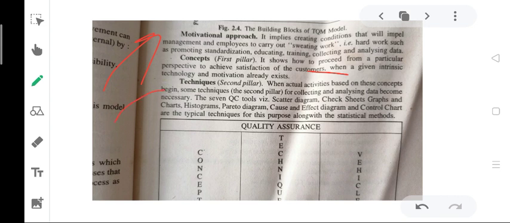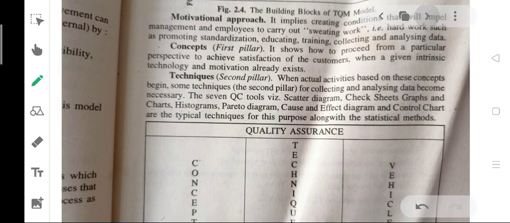Technique is the second pillar. In this second pillar, when actual activities based on the concept begin, some techniques for collecting and analyzing data become necessary. The 7 QC tools, for example scatter diagram, check sheets, graphs and charts, histogram, Pareto diagram, cause and effect diagram, and control chart, are the typical techniques for this purpose along with statistical methods. Quality assurance has concept, techniques and vehicles. This is a motivational approach and technique, as shown in the diagram.